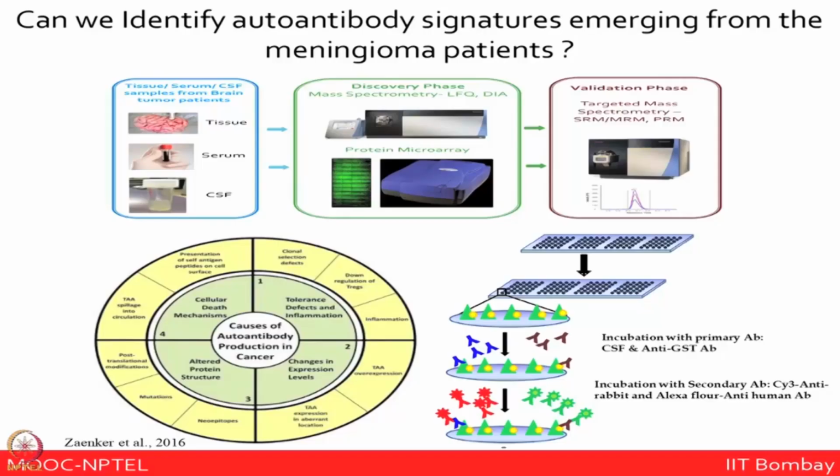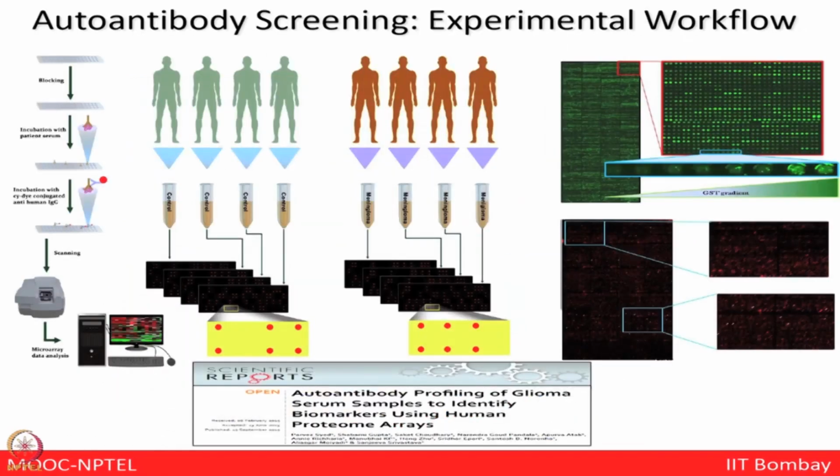Additionally, rather than using mass spectrometry alone, we also tried to utilize the complementary technology of protein microarrays to address the question: can we identify autoantibody signatures in meningioma patients? The goal here was to use a protein array platform, take patients' clinical serum samples, and probe them on the chip, and if any antibody is generated in the patient sample, it will bind on the chip, which has all the protein antigens printed.